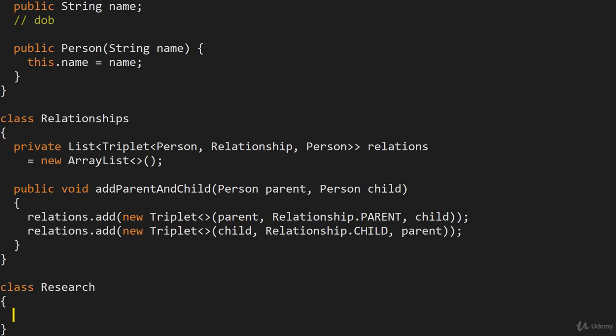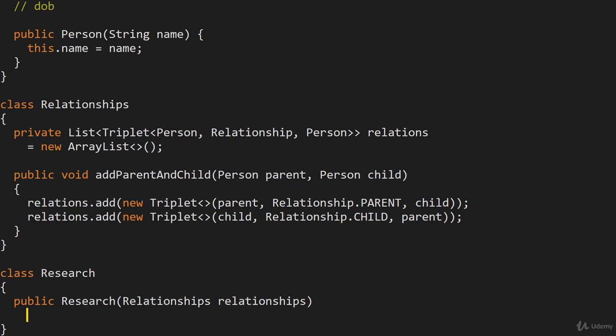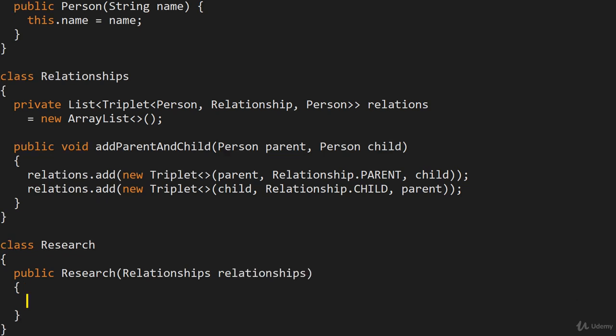Now I'm going to do all the research in the constructor, so I'm not going to have any additional methods, just the constructor. And obviously what we're going to need to do right now is depend on the relationship. So if you perform some sort of research on a relationship between different people, you need to take relationships as a constructor argument here, because you need some data from it. And this relates to the dependency inversion principle, which states that high-level modules should not depend on low-level modules.